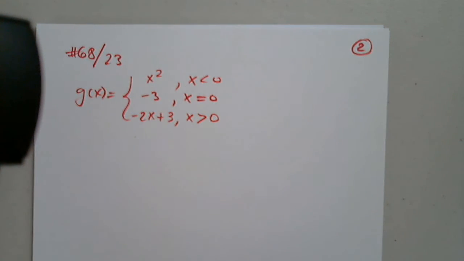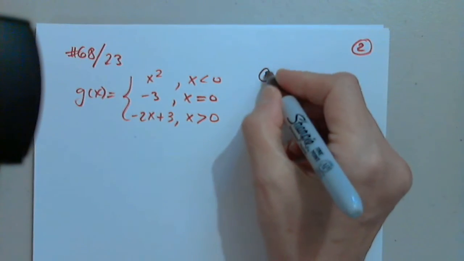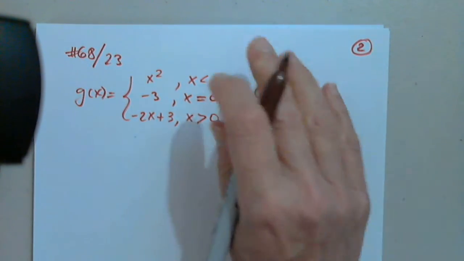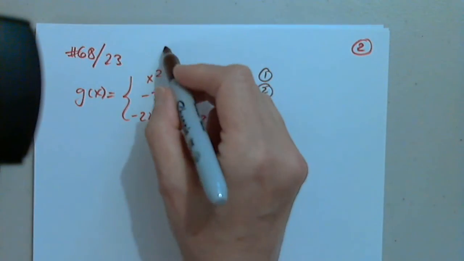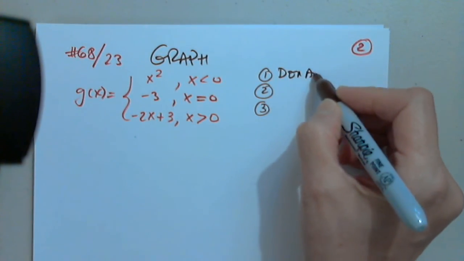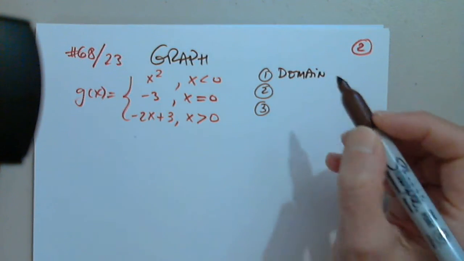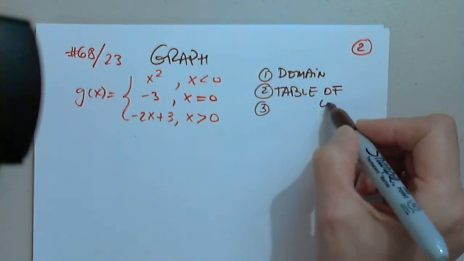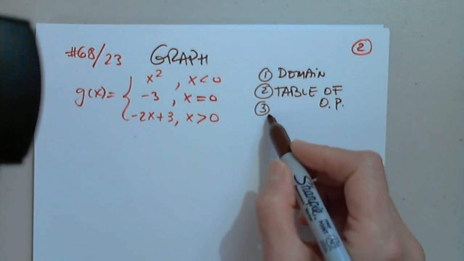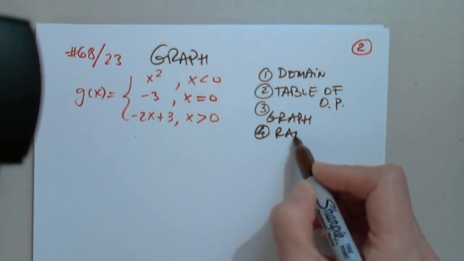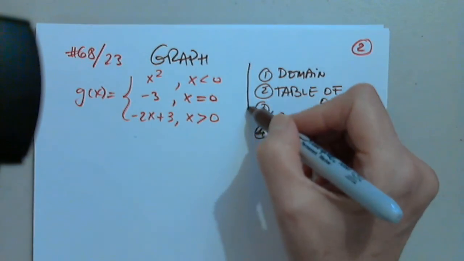Okay, so remember every time I'm asked to graph a function, I have to go through these steps, no matter what they say, no matter what they do, I don't care. If I am asked to graph, I have to go through domain, table of ordered pairs, and graph, number 3, and number 4 range.